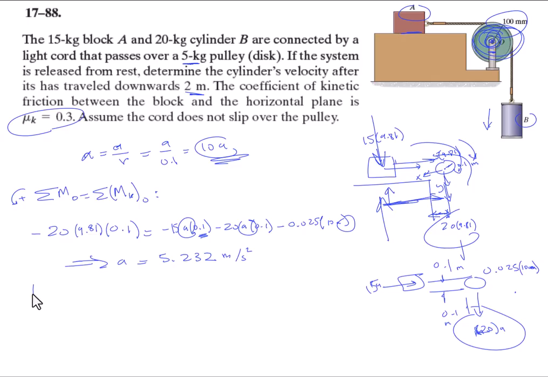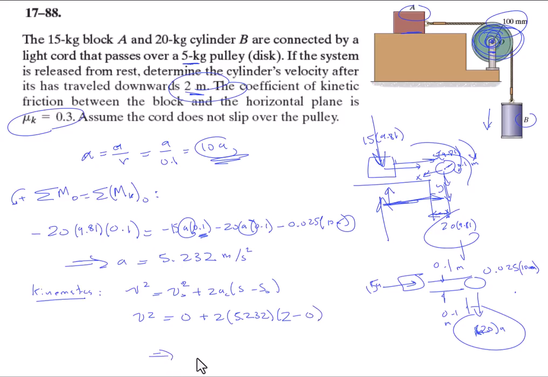Now, since the acceleration is known, you use kinematics and say that v squared is equal to v0 squared, since it started from rest, plus 2a constant times s minus s0. So v squared is equal to 0 plus 2 times 5.232, which we just calculated, times 2 meters, minus 0. This will give you v equal to 4.57 meters per second after 2 meters.